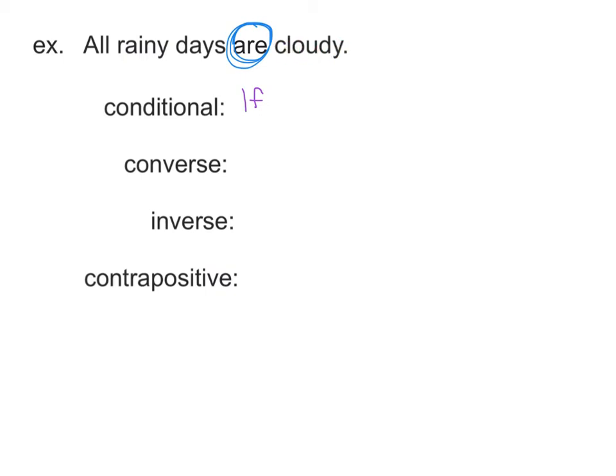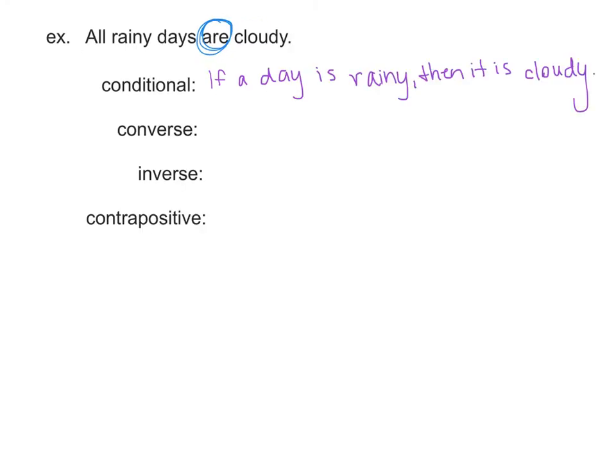Okay, now obviously we're going to have to make this work, because I can't just say if all rainy days, then cloudy. That doesn't make sense. So if a day is a rainy day, or if a day is rainy, however you prefer to say that, okay, if a day is rainy, then it is a cloudy day, or then it is cloudy. I'm going to pause and go ahead and write that. Okay, there we have it. So taking this statement, we turn it into if a day is rainy, then it is cloudy.